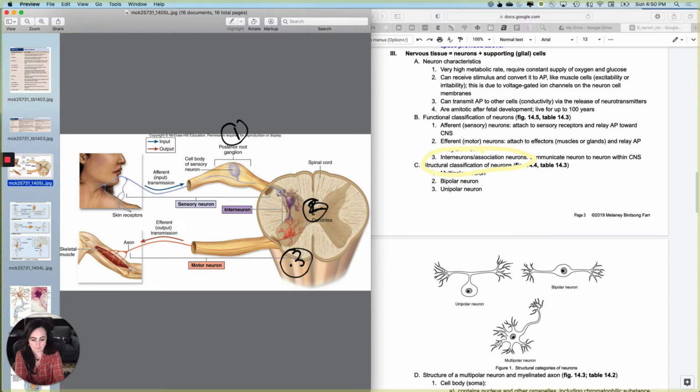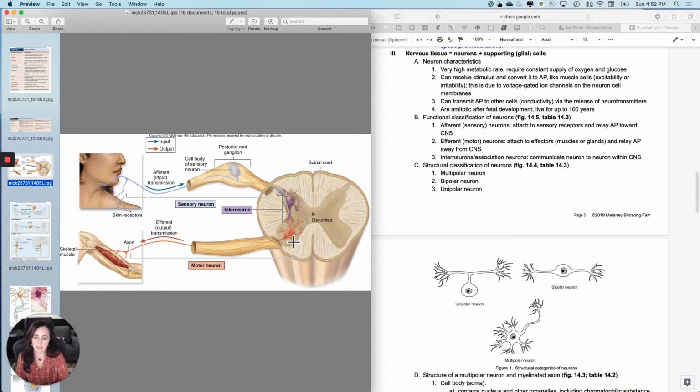So what these neurons do is they communicate neuron to neuron. And of course, you are going to find boatloads of interneurons in the central nervous system, both in the brain and in the spinal cord. As a matter of fact, a lot of the gray matter is made up of interneurons. Okay, so that is functional classifications of neurons.